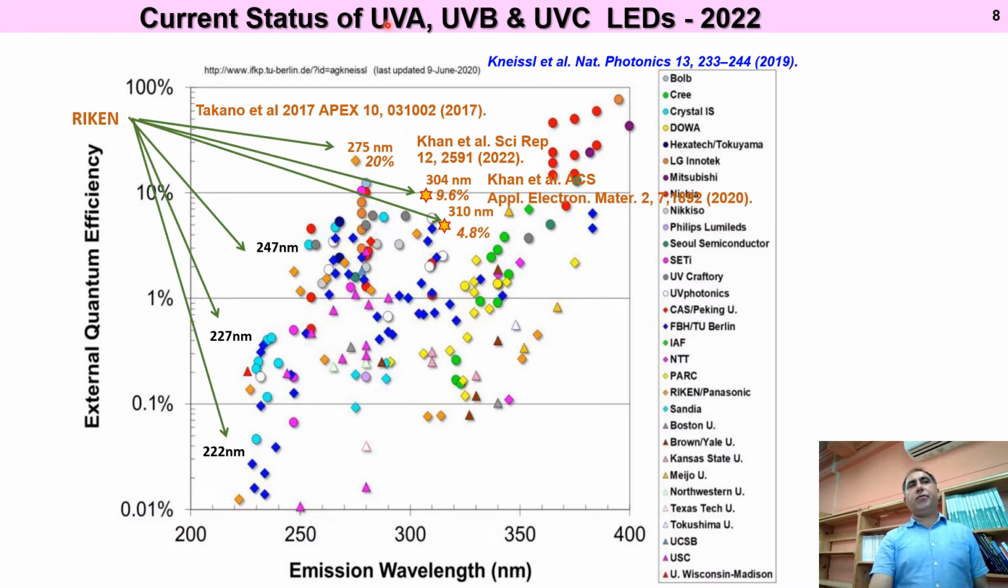Here is the current status of our UV LEDs at Riken. Everybody knows we got the world record efficiency of 20% for an LED at an emission wavelength of 275 nanometer. And recently we got 9.6% efficiency for a UVB LED at an emission wavelength of 304 nanometer, which was published in Scientific Reports. And also we got some impressive results for a UVB LED at 310 nanometer for medical applications like psoriasis or atopic dermatitis, etc.